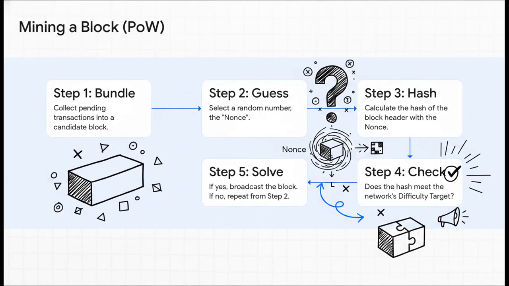So how do they find that new block hash? Well, that's mining. In a proof-of-work system, miners grab a bunch of transactions and then they just start guessing. They pick a random number, that's the nonce, and they hash the block header with it. Then they check, does the result meet the network's difficulty target? If it doesn't, they change the nonce and try again, and again, and again, billions of times a second. The nonce is literally the missing piece of the puzzle they're racing to find to validate the block.